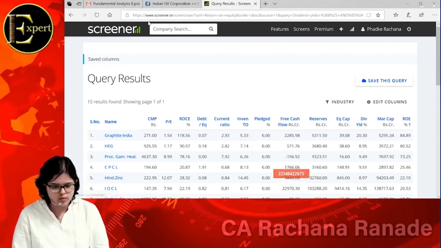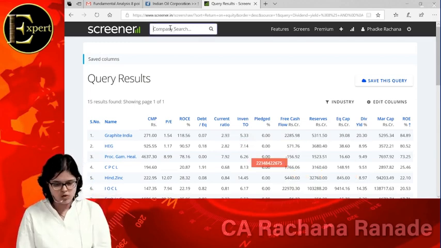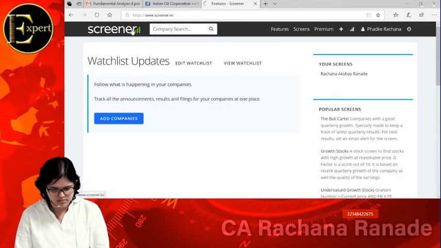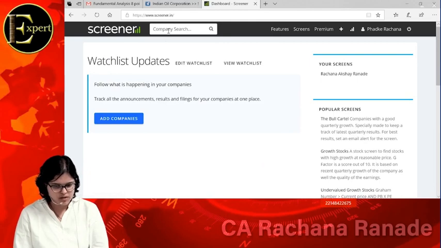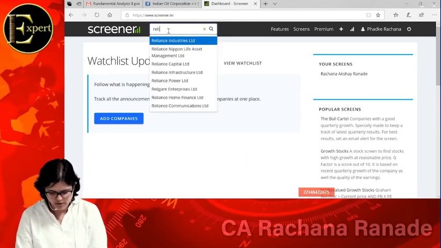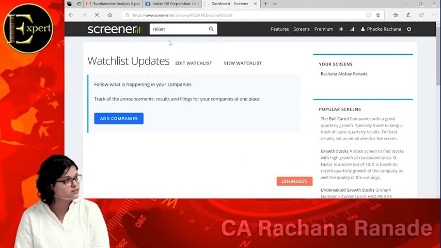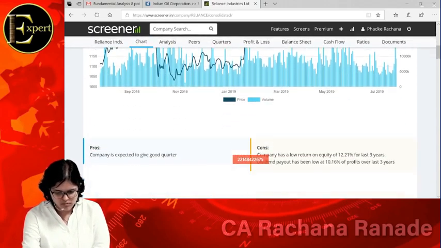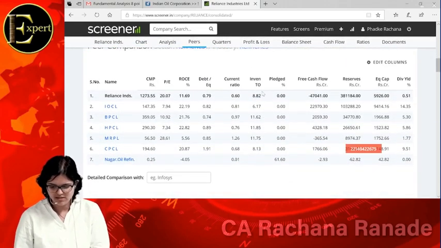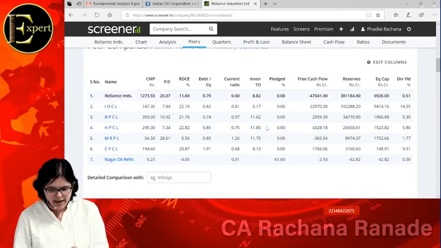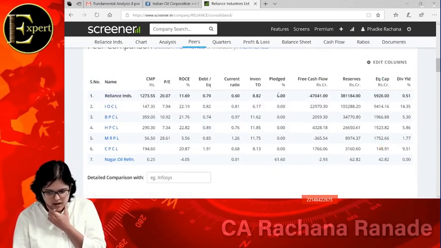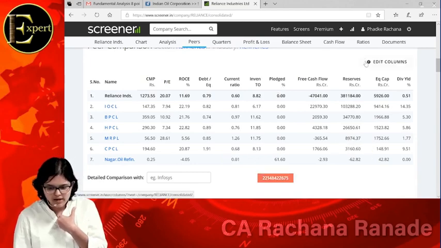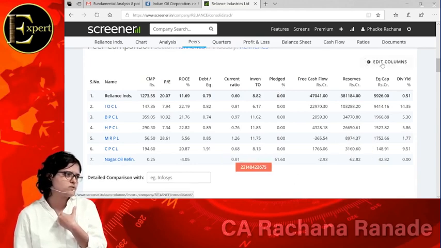See, first of all was the home page. So this is the home page. Then I can search for any company like we were searching for. Originally we were searching for Reliance. Then in Reliance, if you scroll down, you can see this entire table. And why can you see all these ratios? Because this is my login. Can you edit the columns? Yes, go to edit columns.